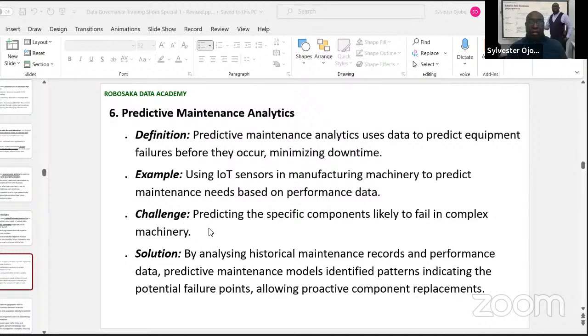So the challenge is predicting the specific components likely to fail in complex machinery. So what can you do to mitigate against that? This time we're talking about maintenance. We know predictive for a long time, but this is maintenance. Predictive is about forecasting, okay? Now, by analyzing historical maintenance records and performance data, predictive maintenance models identify patterns indicating the potential failure points, allowing proactive component replacement.